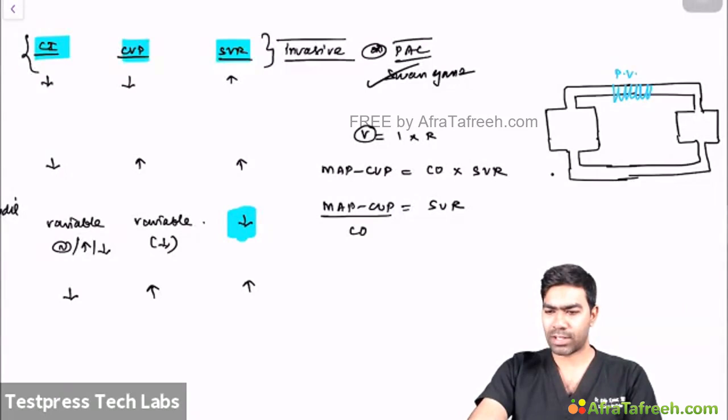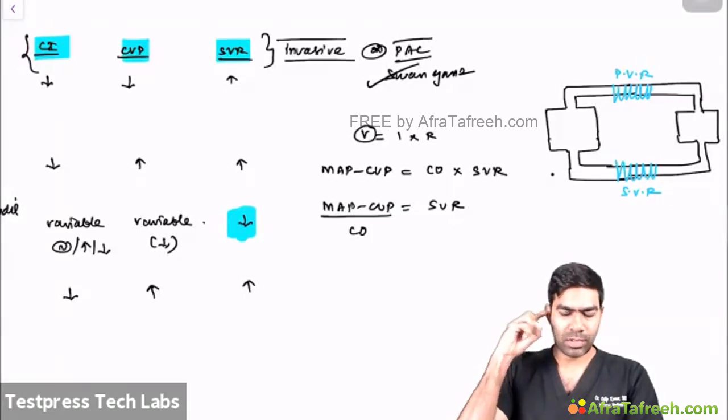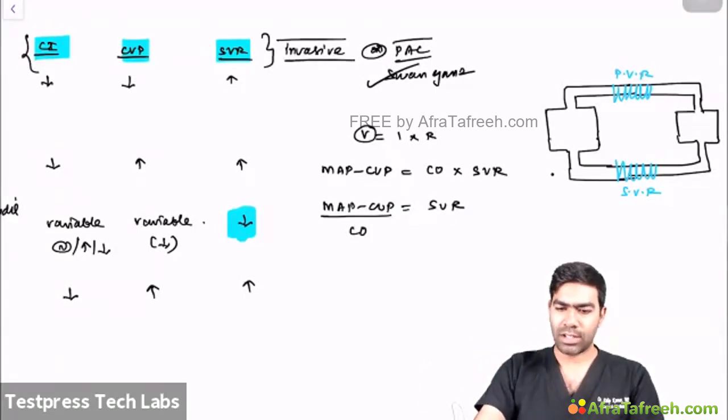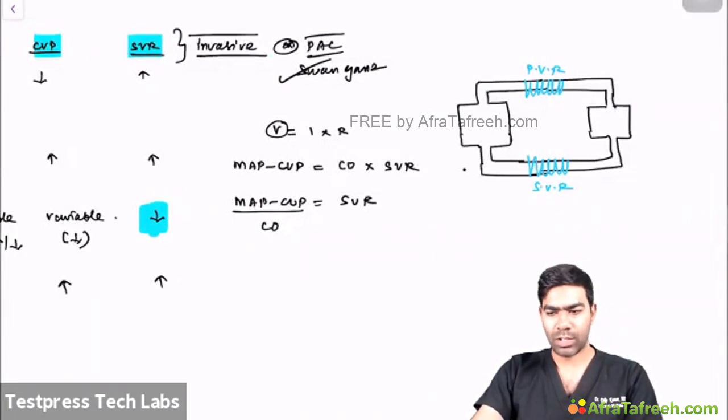This is the pulmonary vascular resistance. You're going to apply resistance at these areas. This is the systemic vascular resistance. That's all. If you want to know the systemic vascular resistance, you need to know the pressure difference between those two sides. So this is the arterial side, where the average arterial pressure is the mean arterial pressure, we know that.